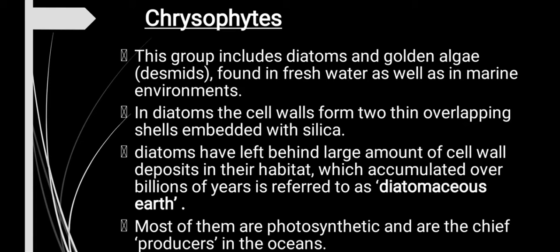The chrysophytes are photosynthetic, and they are called the chief producers in the oceans. So the chief producers in the oceans are the chrysophytes, and the main chrysophytes are diatoms and desmids, which have a peculiarity in their cell wall. That is, they have two thin overlapping shells embedded with silica, and over many years these cell walls become fossilized to form the diatomaceous earth. They are photosynthetic, which means they trap sunlight and convert light energy into chemical energy, and they are called the chief producers in the oceans.